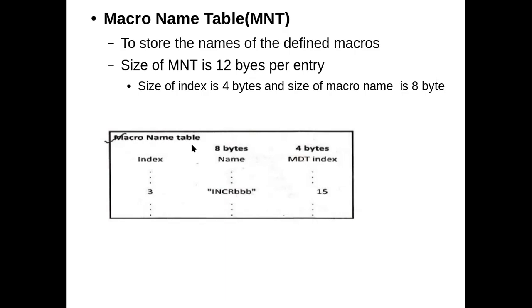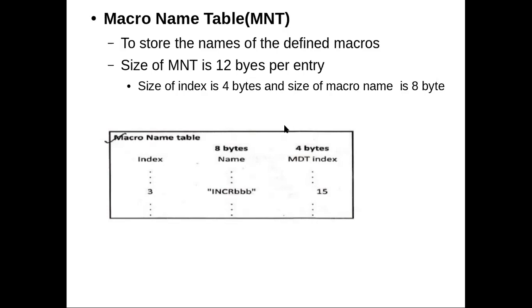So we were talking about the last database, that is nothing but the macro name table. It is used to store all the macro names, and for each macro name entry we are reserving 12 bytes: 4 bytes for the MDT index and 8 bytes for the macro name. MDT index means the index value of the MDT where we can see the definition of your macro.